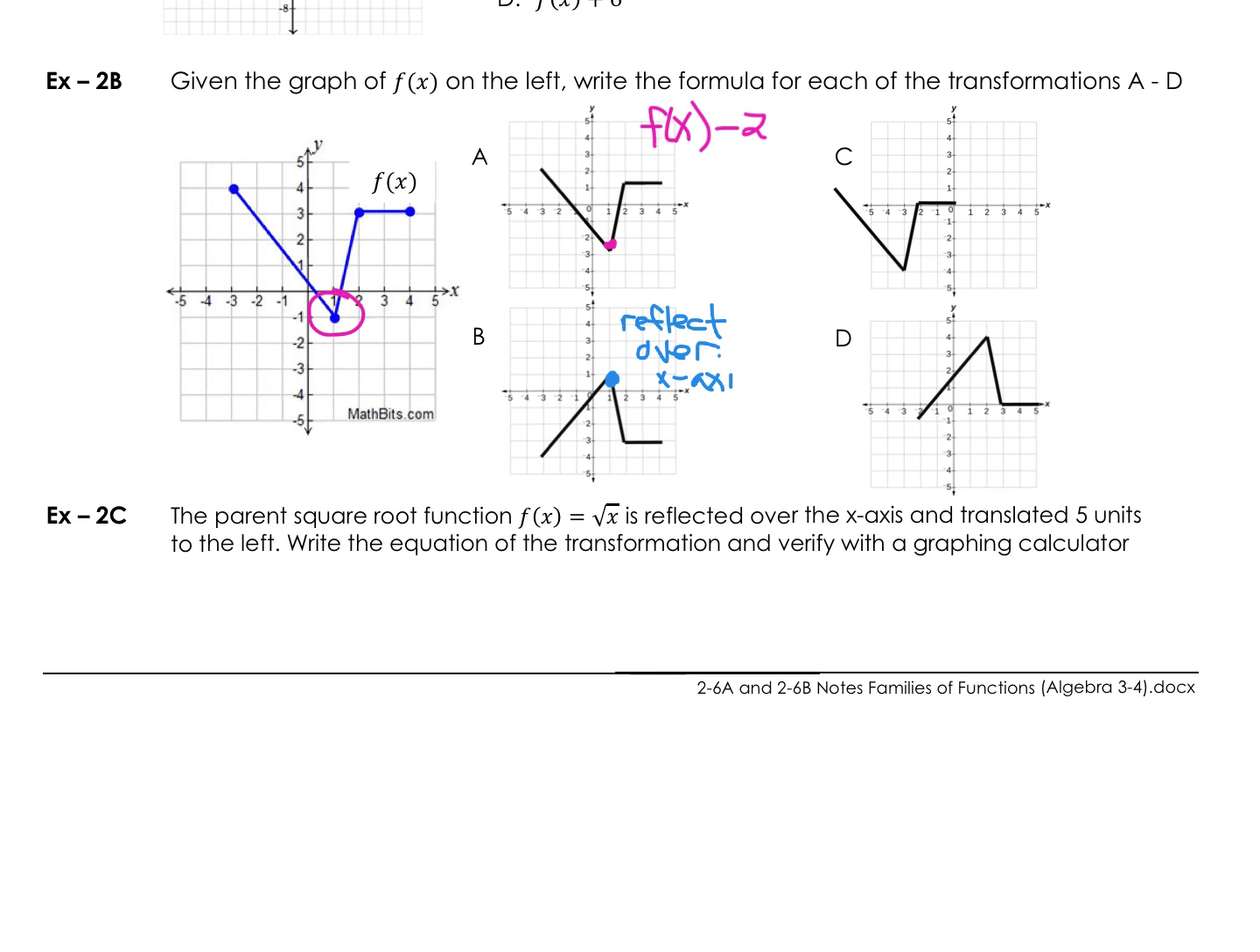So to show a reflection over the x-axis, you're going to put a negative outside the function being multiplied to it, and that's all there is to it. And then let's add to A that this was down 2. Okay, so then let's move on to C.